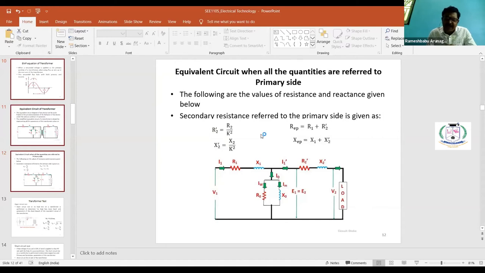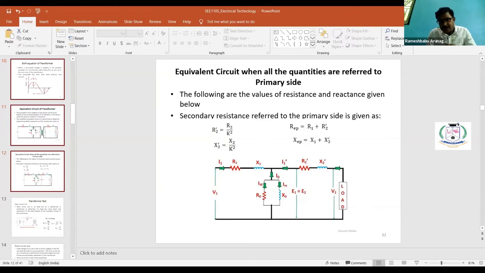From here I can still simplify the circuit. How to simplify the circuit? All the resistances will be summed together, and all the reactances are summed together. So we can call it the equivalent resistance, or you can call it the total resistance of the transformer.